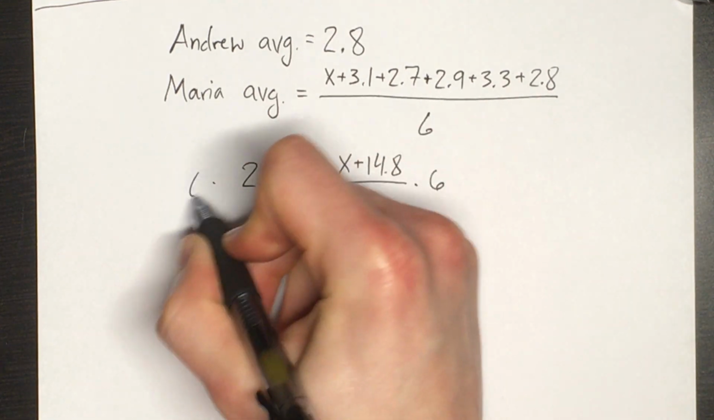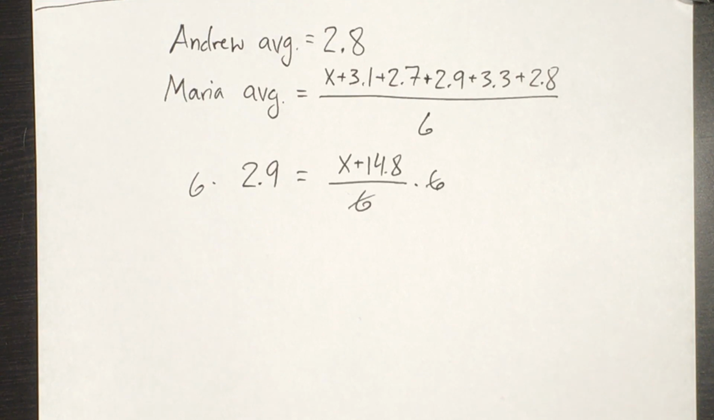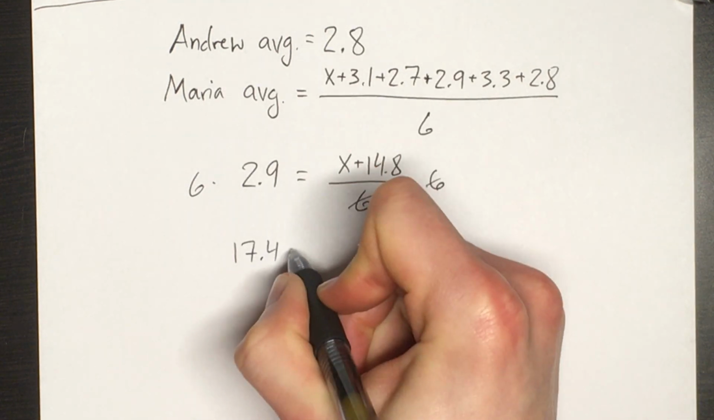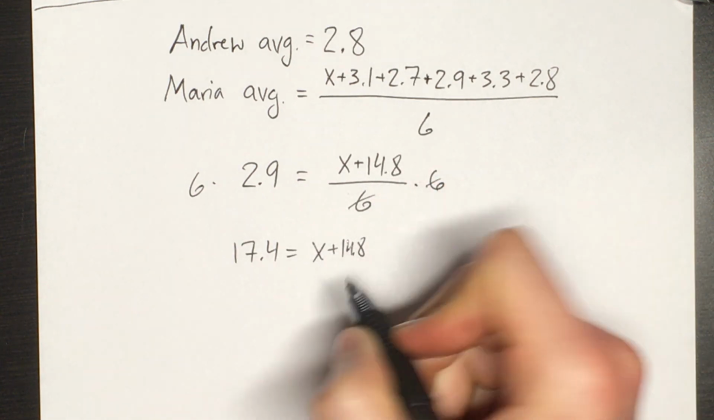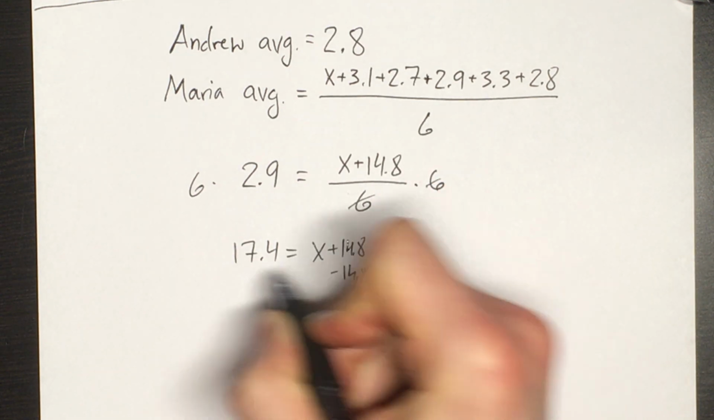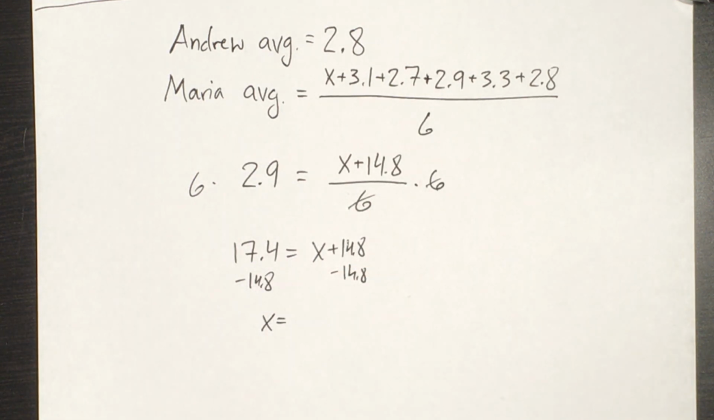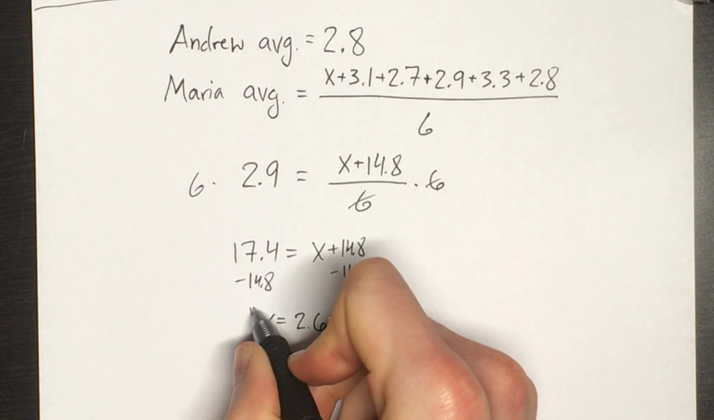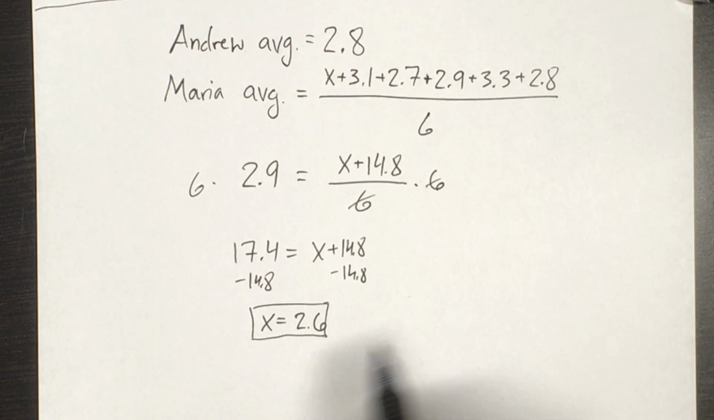So multiply both sides by 6. So you have 2.9 times 6. All right, so 17.4 is equal to x plus 14.8, and then to isolate x, minus 14.8 minus 14.8, so x is equal to 2.6. There we go. That's the mass of the rock that we don't know.